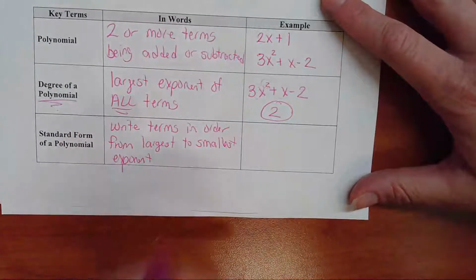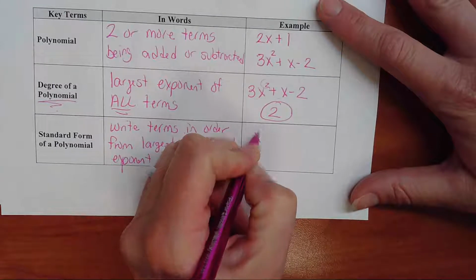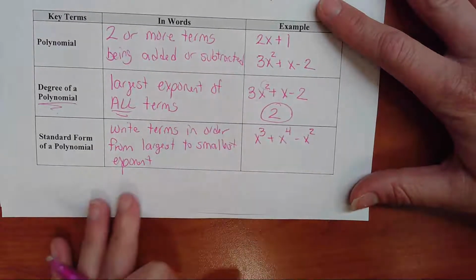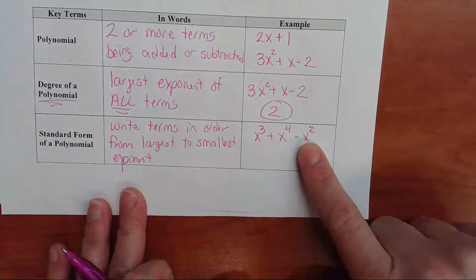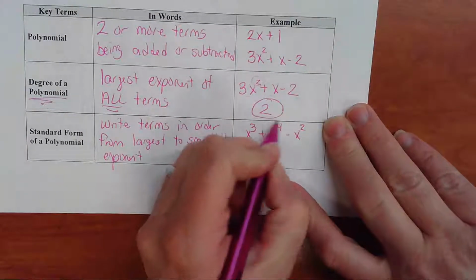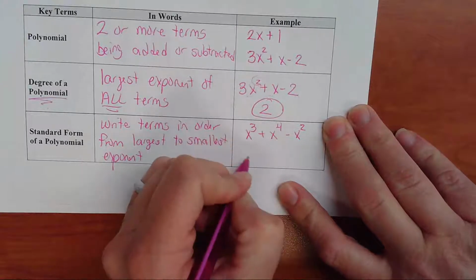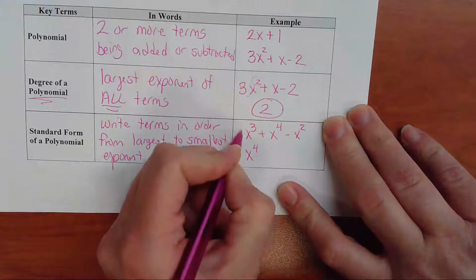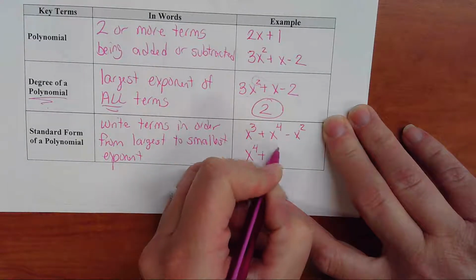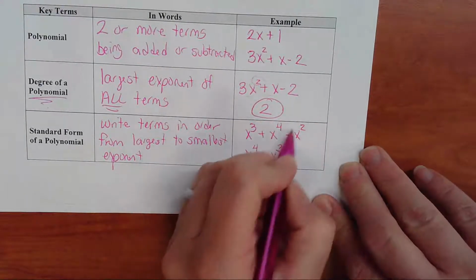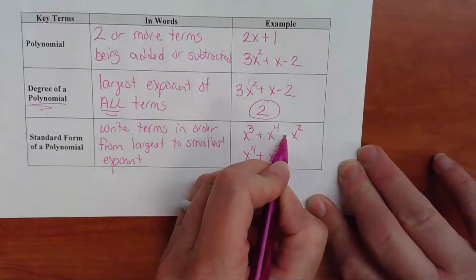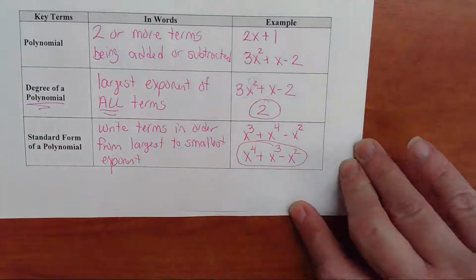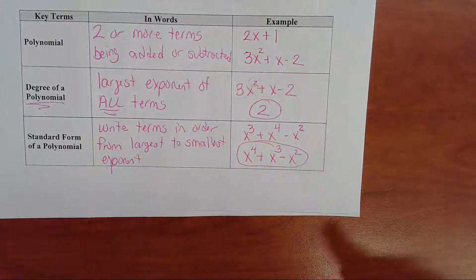So, for example, if I had x cubed plus x to the fourth minus x squared, this is not in standard form. The term with the largest exponent is a positive x to the fourth, so that goes first. Next smallest is an x cubed, and that's a positive 1, so plus x cubed. And then the smallest exponent is this x squared. There's a minus sign in front of it, so you write minus x squared. This is in standard form, so you're going to be writing them from largest to smallest.